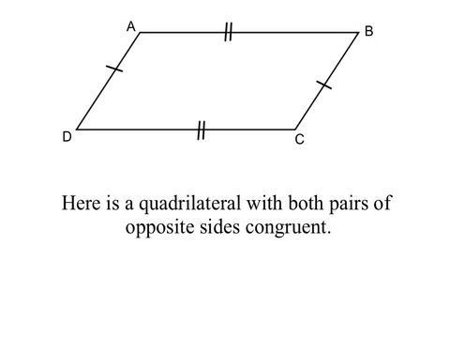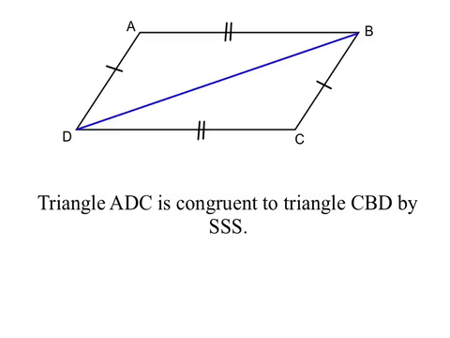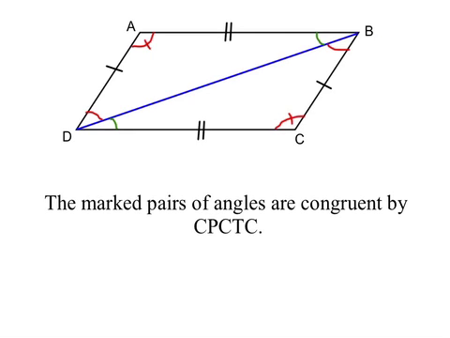Here's another one. We're not given that the opposite sides are parallel, but we are given that it's a quadrilateral with both pairs of opposite sides congruent. So we draw one of the diagonals, and we see that we have two triangles that are congruent by side, side, side, with one of the sides being a shared side congruent to itself, which is the diagonal DB. And because those two triangles are congruent, we can mark three pairs of angles congruent because they're corresponding parts of congruent triangles.